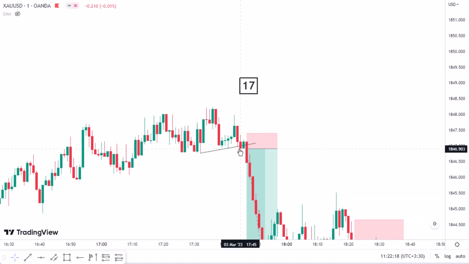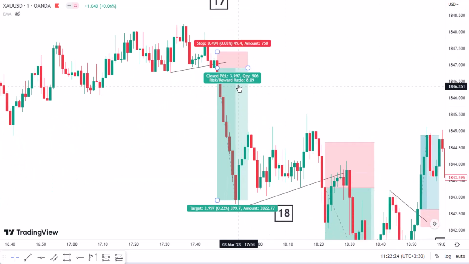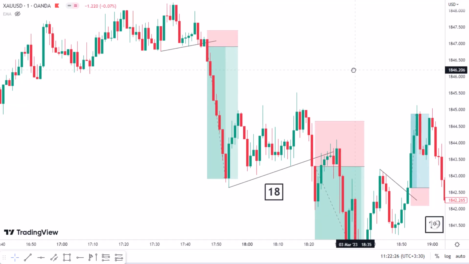The first time it is broken here with a red candle, we enter a sell position, put our stop loss above that, and it gives us a reward of 8.